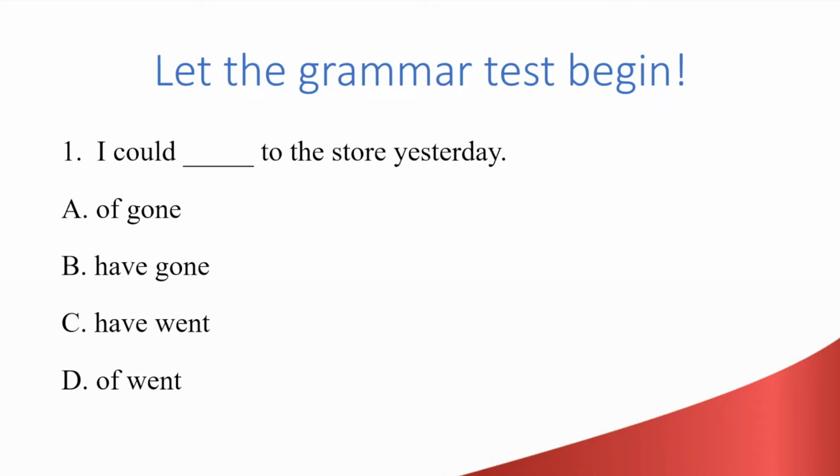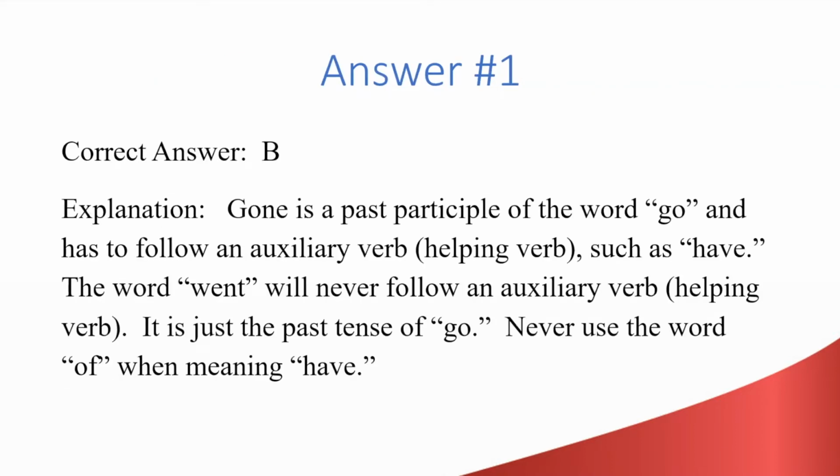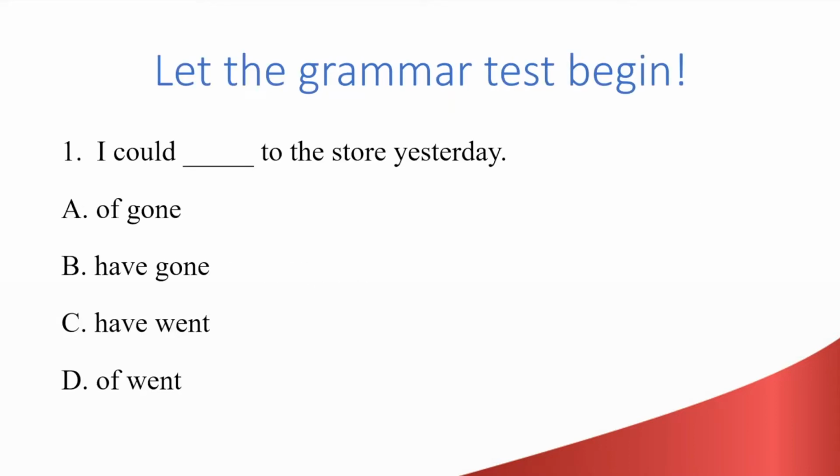Okay, so the correct answer is B. Gone is a past participle of the word go and has to follow an auxiliary verb, which is, in other words, a helping verb, such as have. So the word went will never follow an auxiliary verb. It is just the past tense of go. So never use the word of when meaning have. So if I go back, you see, it should be I could have gone to the store yesterday.